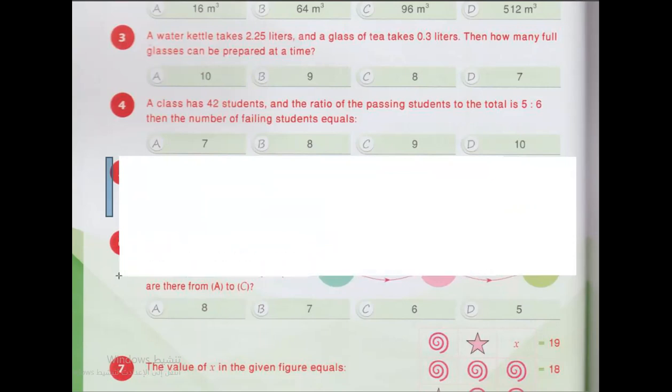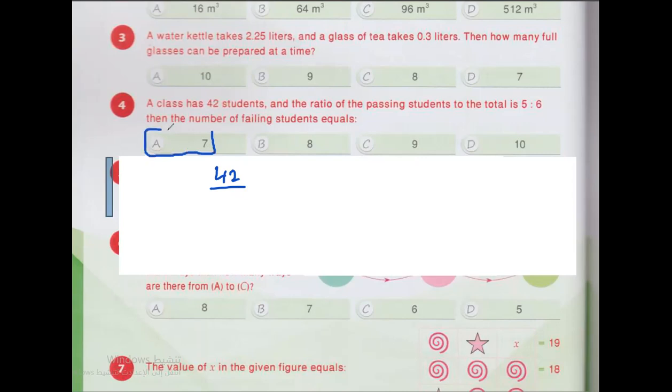Okay, go ahead, Sahra. So first you say 42 divided by 5/6. We write 42 divided by 6, which is 7, and then you times it by 5. So you get 35, because 42 divided by 6 is 7, and 7 times 5 is 35. And then you say 42 minus 35, which is 7. Yes, correct. So the answer is A, 7.